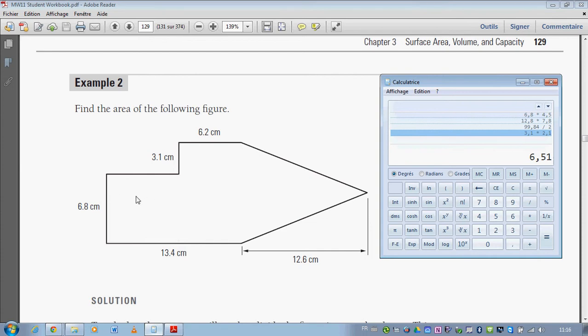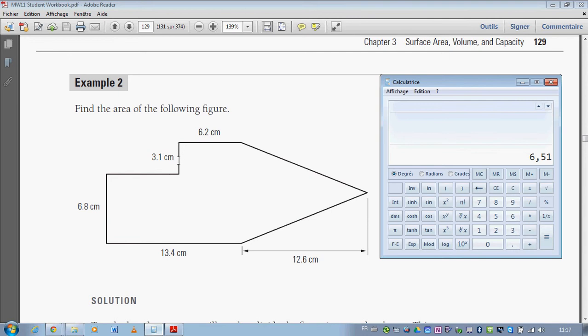So that would be the way that I would do it. Now to get the area of this triangle right here, you do need its base. Remember that the area of a triangle is base times height divided by 2. So this base right here would be your 6.8 centimeters plus your 3.1 centimeters.